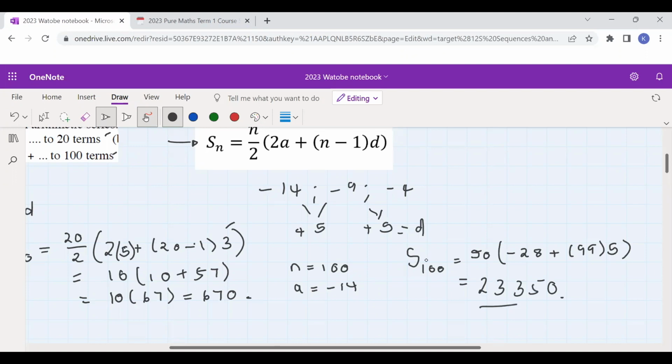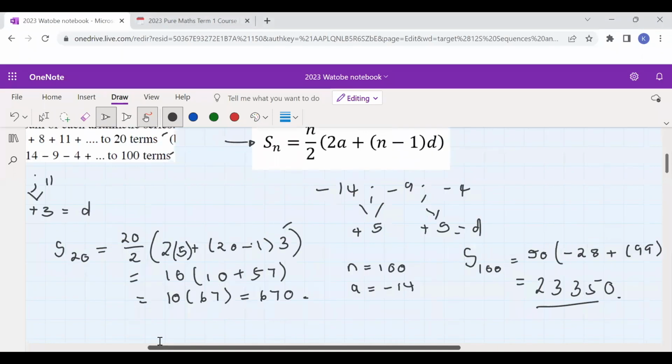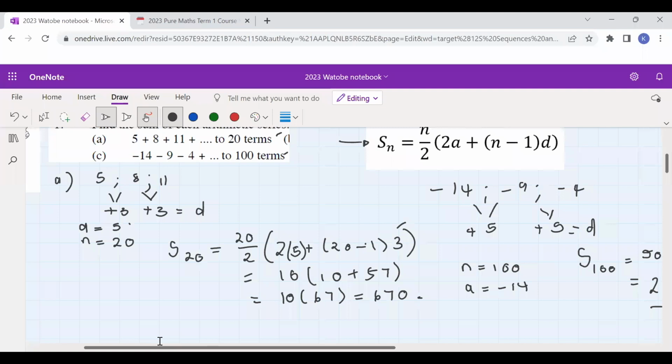S100 equals 100 over 2, which is 50, times 2 times A, which is negative 28, plus n minus 1. So it's 100 minus 1, so it's 99, times the difference, which is 5. Okay, let's see how much we get. 99 times 5 minus 28 times 50. That is our answer. Okay, so do we see that this formula is very useful? Imagine having to add 100 terms, guys. Imagine having to go negative 14, negative 9, negative 4, 1, 6, 11.